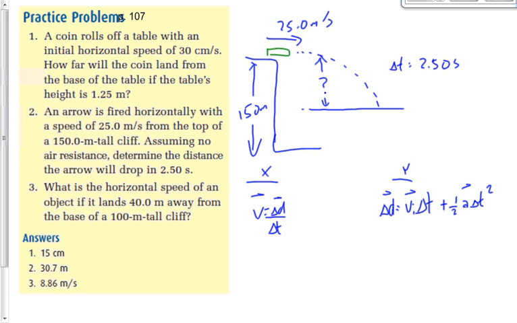All right, so let's plug some numbers in. V for the x component is 25. Delta D for the x component, don't know. Delta T is 2.5. Delta D for the x component ends up being 62.5 meters. Is that my answer?